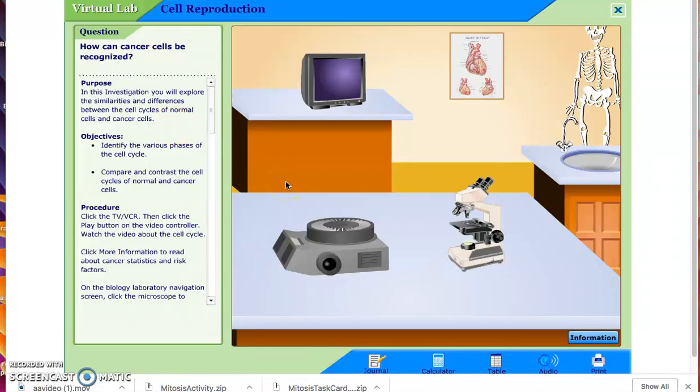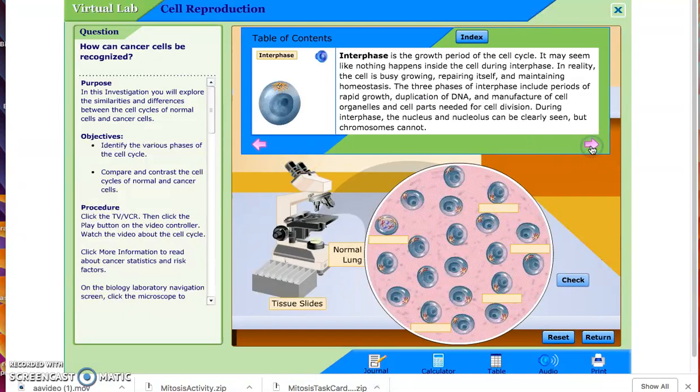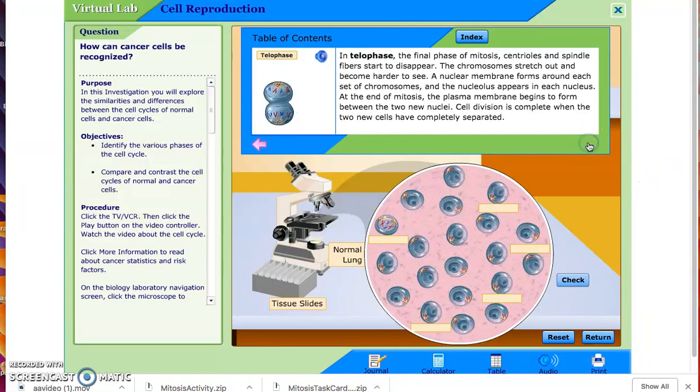All right, so today we're going to do a virtual lab on how cancer cells can be recognized between the mitosis rate in a normal cell versus a cancerous cell. So what you're going to do is click on the microscope. If you scroll through, these are all the different phases that we've been learning.